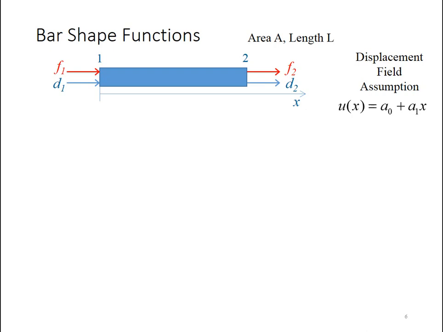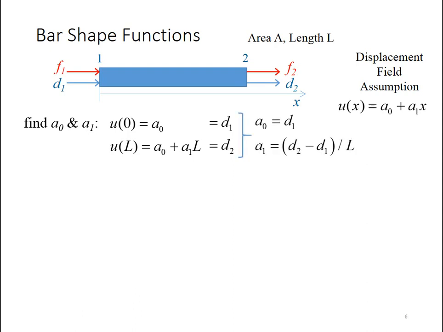Continuing the derivation, let's find these constants, a0 and a1, in terms of the unknown displacements at the nodes, d1 and d2. So to find those, we start out by saying that u of 0 is a0, and that also corresponds to d1. U of L is a0 plus a1L, and that's d2. So together, these give us expressions for a0 and a1.